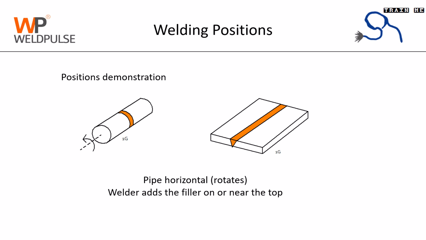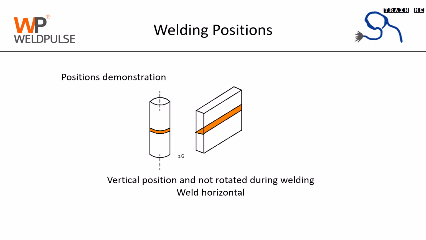1G position has the pipe in horizontal position and rotating. The welder or the welding operator just needs to add the filler on or near the top. It also applies to plate while the plate is in horizontal position. In 2G position, the pipe is in vertical position and not rotated. This position also applies to plate when it is in vertical position.